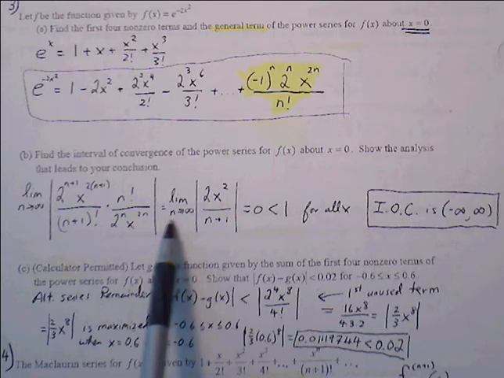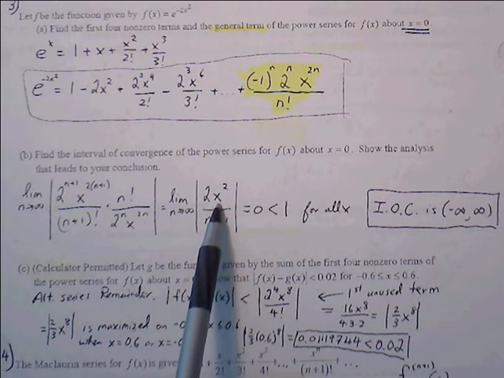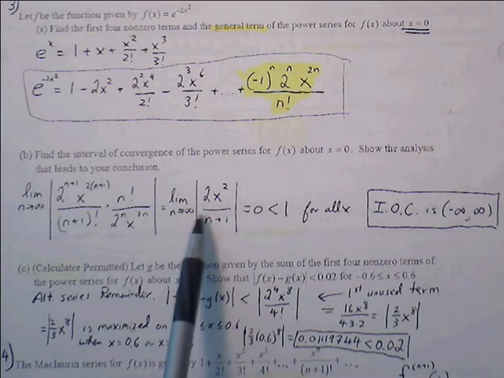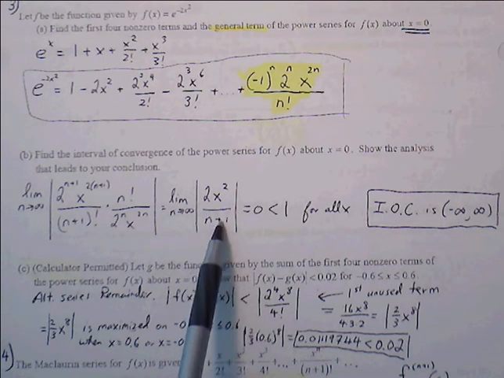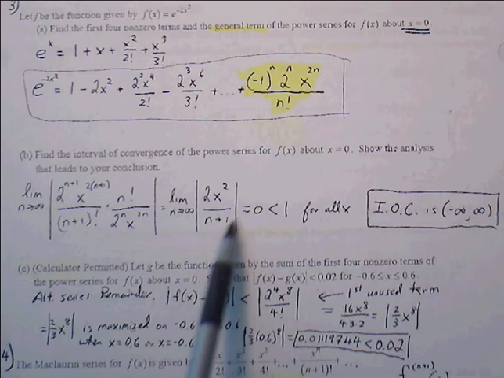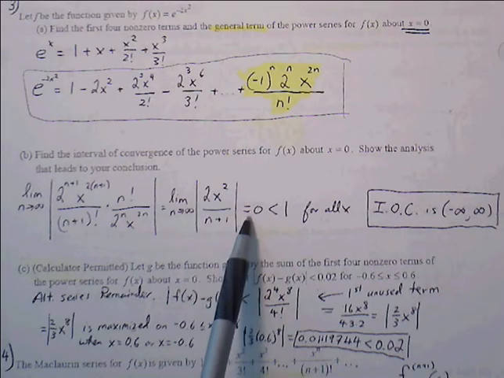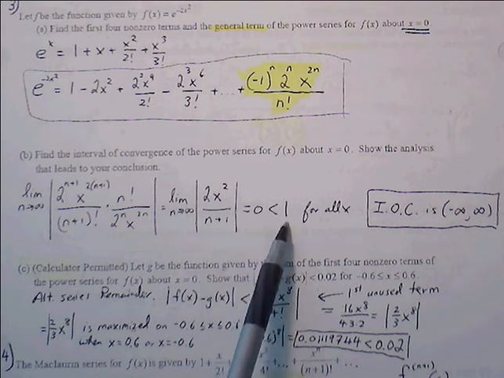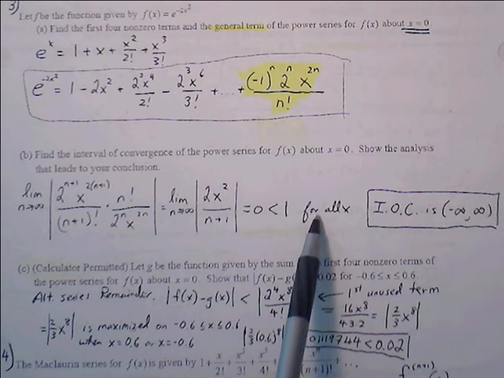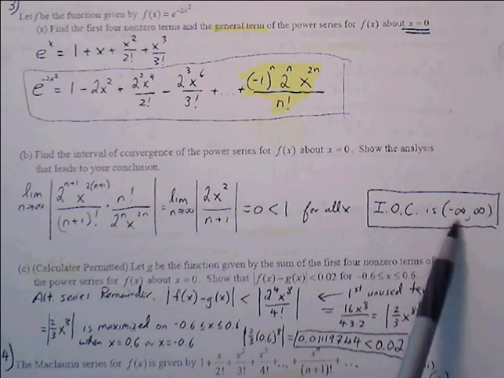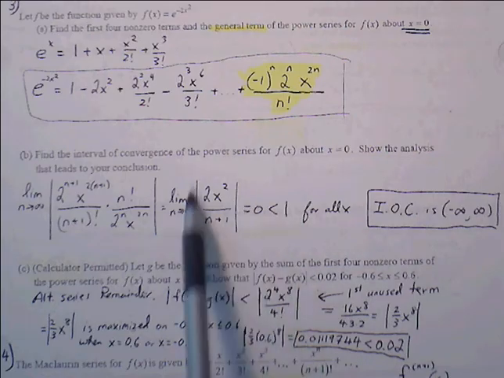If we do limit as n approaches infinity, x is just a constant, it'll stay a constant. But n approaching infinity will cause the denominator to grow larger and larger until this fraction will go to 0. And if it goes to 0, then that's always going to be less than 1. If it's always less than 1, then that means for all x, our interval of convergence is going to be all real numbers. So that means for all x, this series will converge.